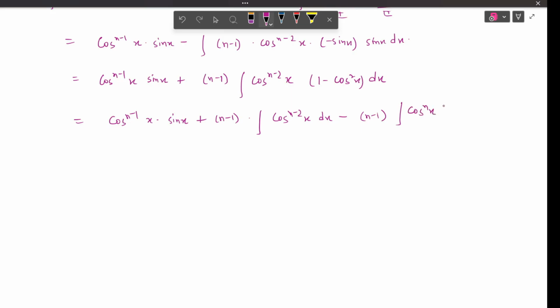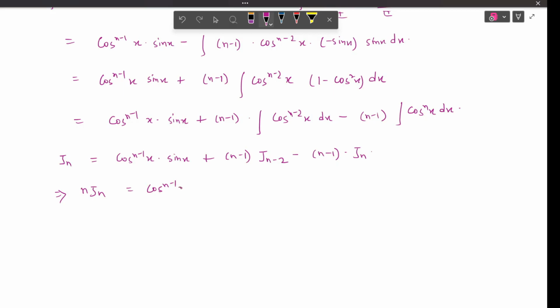Integration of cos to the power n x dx. So you can say this is cos to the power n minus 1 x into sin x plus n minus 1. See, if Jn is cos to the power n x, then cos to the power n minus 2 x would be J n minus 2. So it would be J n minus 2 minus n minus 1 into Jn. And if we take this to the left hand side, this will be plus Jn, here it will be minus Jn. So minus Jn plus Jn will cancel out. Where it is minus nJn, it will be plus nJn.